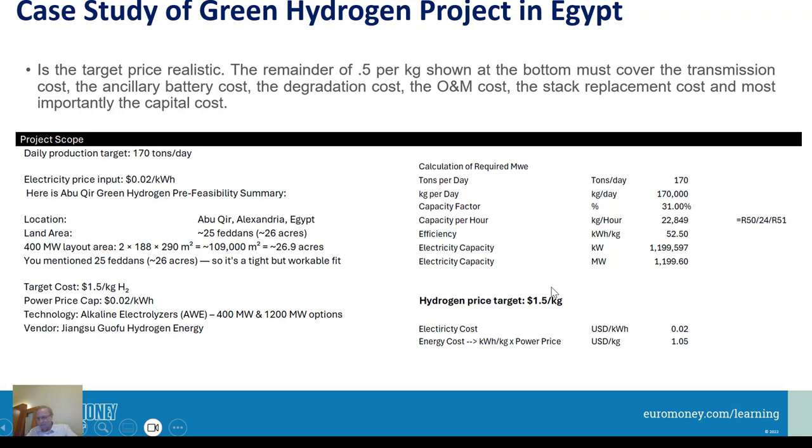Notice that I'm supposedly talking about financial modeling, but the real issue is understanding the economics of what you're doing before you get into this financial model. This 1.5 minus this 0.45. 0.45 has to cover all the capex, all of the degradation problems, all the opex, everything else. Can we do it? And do we even care? Is this target even right?